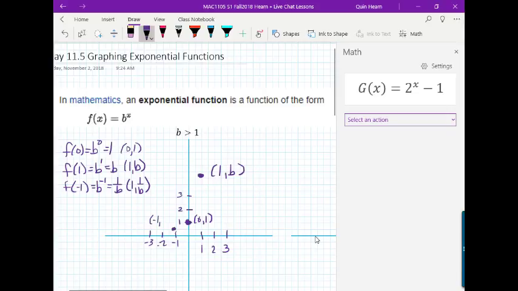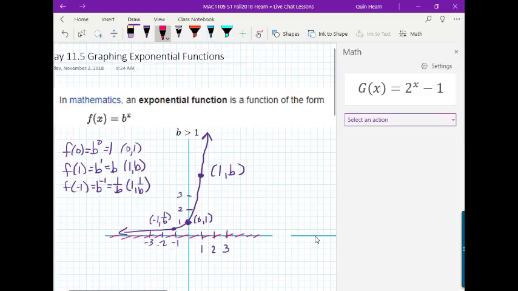Okay, so (-1, 1/b). You could consider these your 3 key points. So if b happens to be 2, your key points would be (1, 2), (0, 1), and (-1, 1/2). If b happens to be 3, your points would be (1, 3), (0, 1), and (-1, 1/3). And then the other thing you need to always remember is the asymptote.